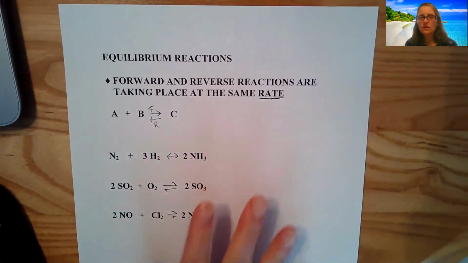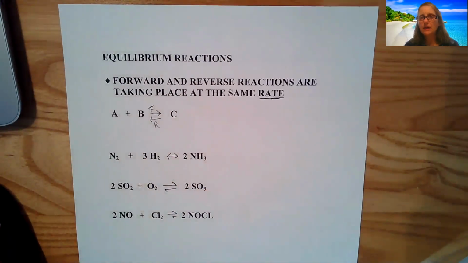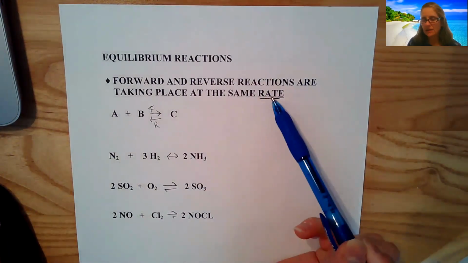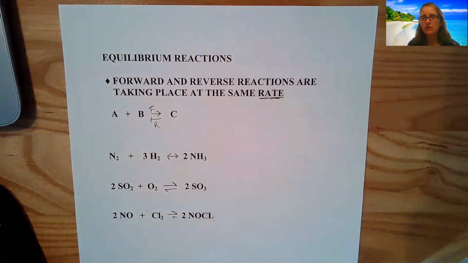So this lecture is going to be looking at equilibrium and equilibrium reactions and how we can shift the equilibrium once it has been established. So equilibrium reactions are where the forward and reverse reaction are taking place at the same rate. That is why we typically teach kinetics before we teach equilibrium, because of the interconnection between rate and equilibrium.